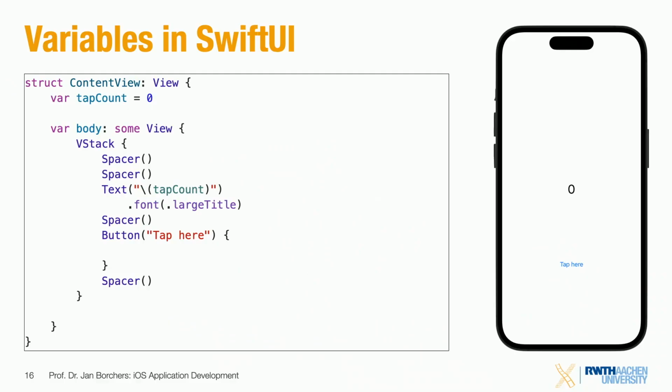Here's a very simple example. We have a content view that has a button that you can tap, and it has a number. That is the number of times the button has been tapped. And this is how we would expect that code to look. There's a struct, the content view. It has a variable, tap count. It's a var, so we can change it. And here's the body var that gives us a VStack with some spacers, just to make it look nice. It says tap count with a large title font, has another spacer, and then the button, tap here.